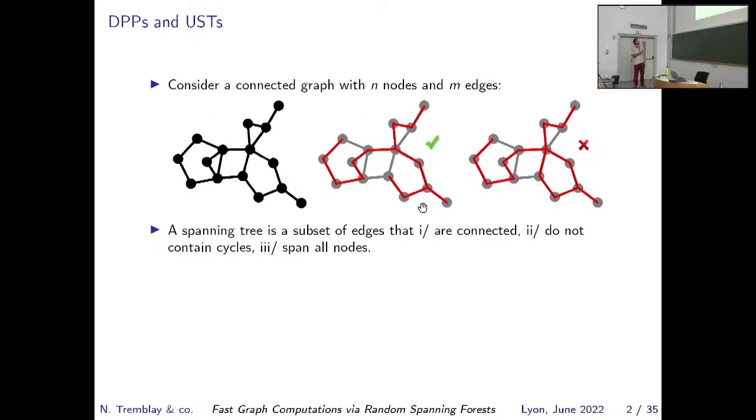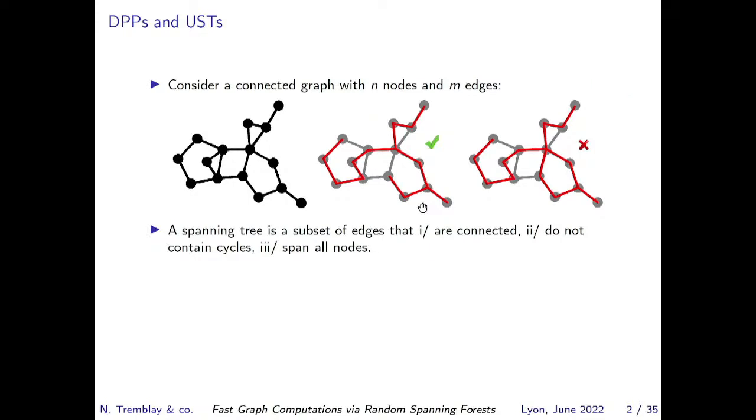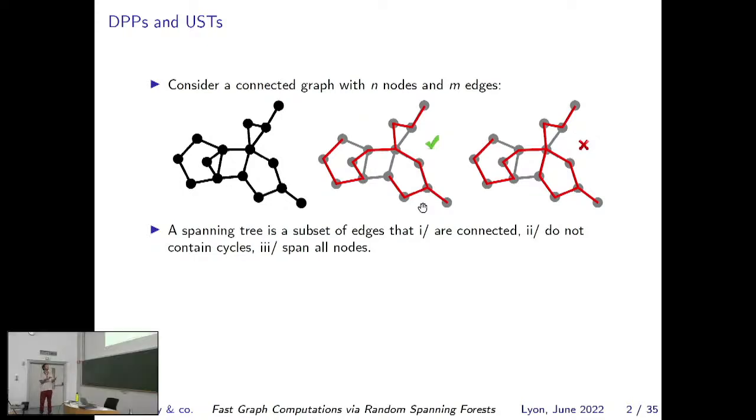A spanning tree is a subset of edges that are connected, do not contain cycles, and span all nodes. For this graph here, this is an instance in red of a spanning tree, and this is not a spanning tree. It is spanning, yes, it is connected, yes, but it contains a cycle here. So this is a unicycle, but I don't care about unicycles in this talk for now.